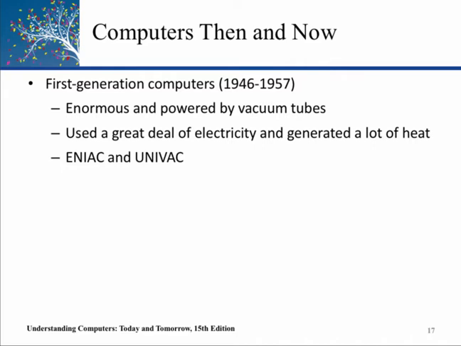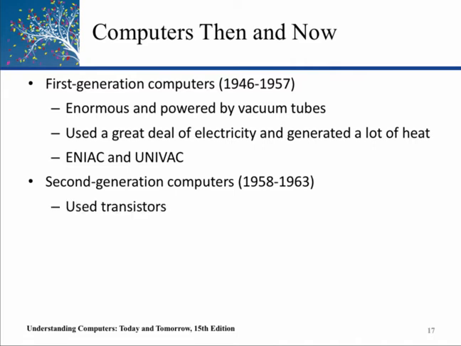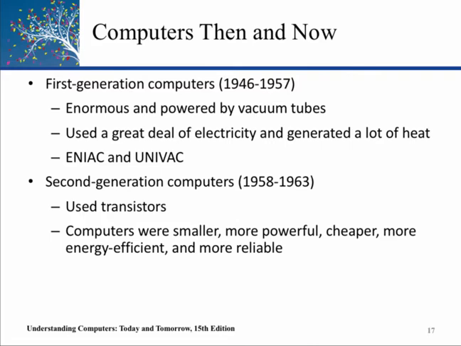The second generation of computing came right afterwards, 1958 to 63. This is a very short window of time. We're talking maybe 5 years here. And the difference between this generation and the one before it is instead of vacuum tubes, these light bulbs, it used transistors. And they were smaller, more powerful, cheaper, and they didn't break as easily.